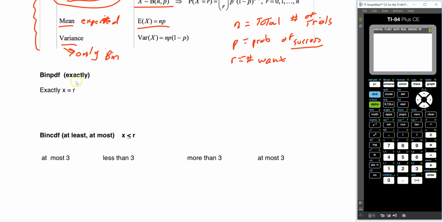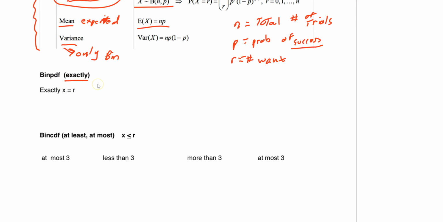PDF means exactly. So anytime they want, oh, it's probably getting exactly 3 heads, or exactly 4, or it's probably getting 2 red, right? A certain number, an exact number. This is our binomial probability density function. So that's the only time you use this, when it says exactly. So they want x equals r, x equals 2, x equals 3. They want 3 of them. We're going to use this.